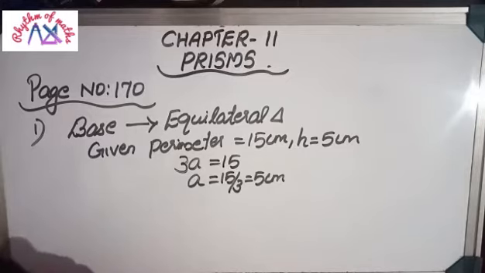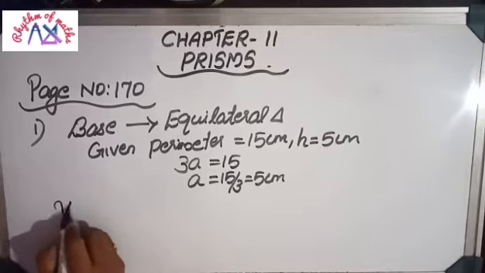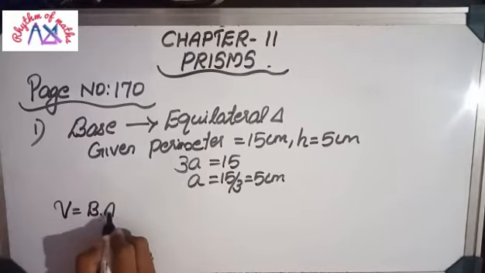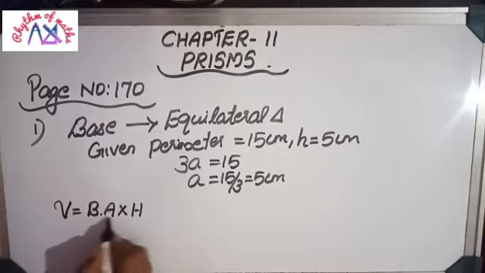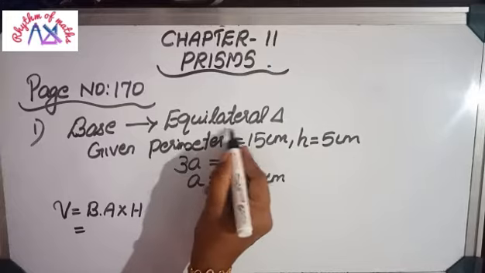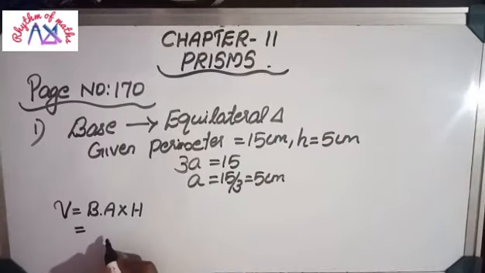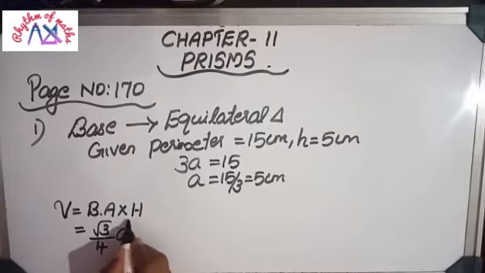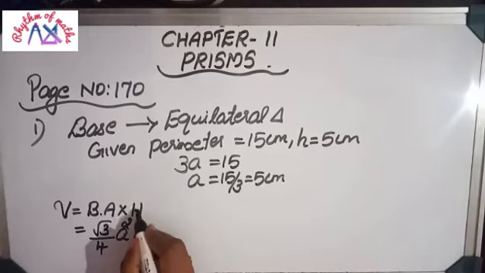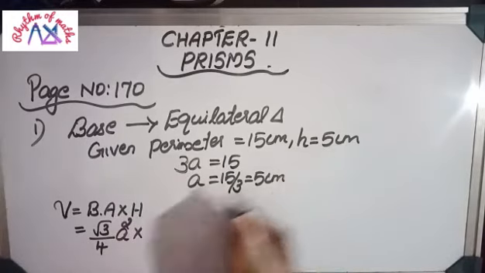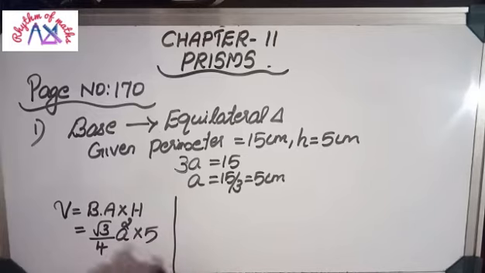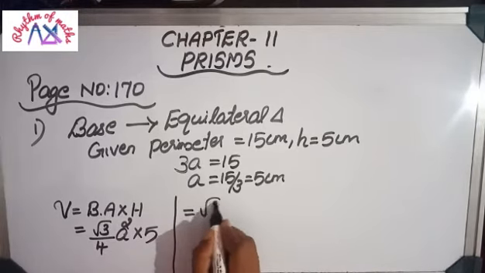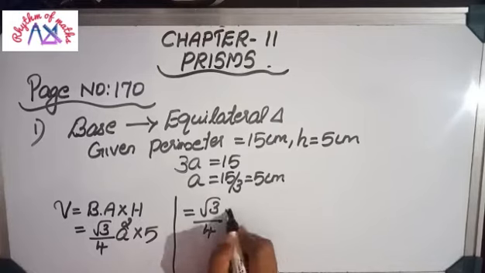Now let's write the equation. Volume equals base area into height. BA means base area, H is height. Now base area means area of equilateral triangle. What is the equation for the area of an equilateral triangle? That is root 3 by 4 a square. This is the equation to find the area of an equilateral triangle. Now into height. Height we know, it is 5 cm.